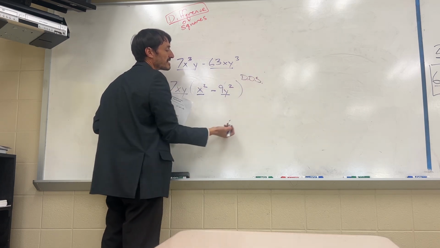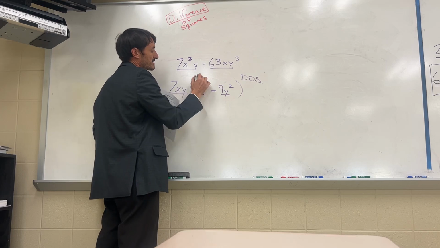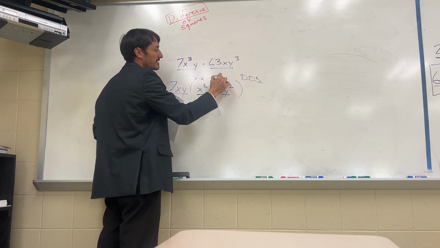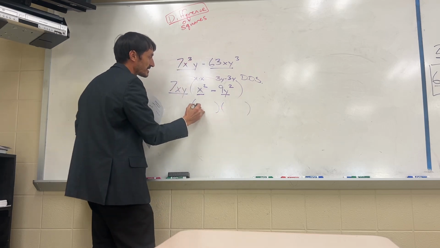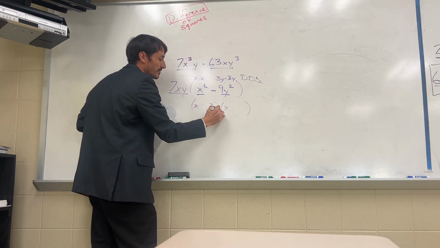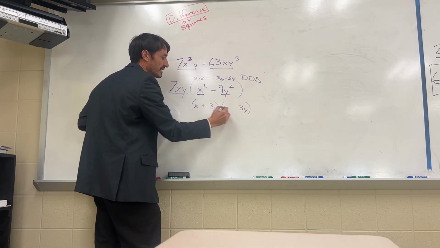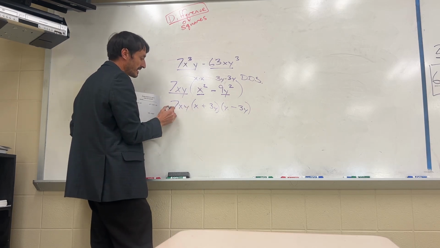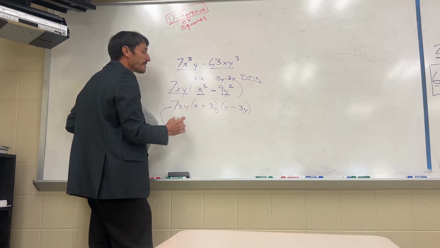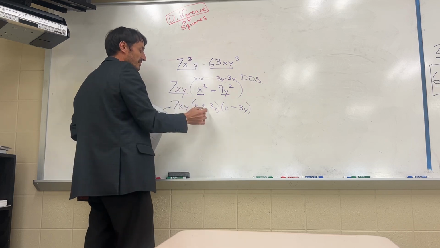We're going to start labeling this DOS. x squared is x times x. 9y squared is 3y times 3y. So let's go ahead and factor this into a product of conjugates. This is going to be x and x, 3y and 3y, and this is going to be plus and minus. And don't forget 7xy is sitting out front. Again, you're going to have to put this back together. Guys, there's an example in the previous one to put this back together.